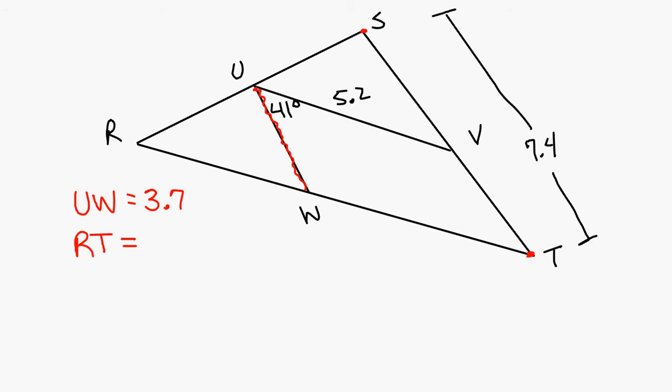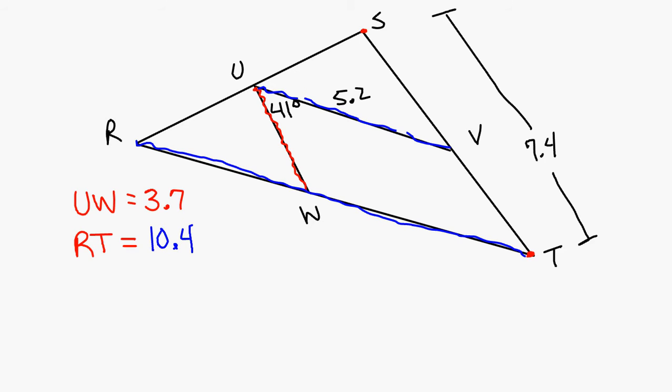How about the length of RT? R to T is down here. It's the bottom of this triangle. How far is it going to be from R to T? Lily? 10.4. Very good, because it's going to be twice as long as the 5.2. See it?